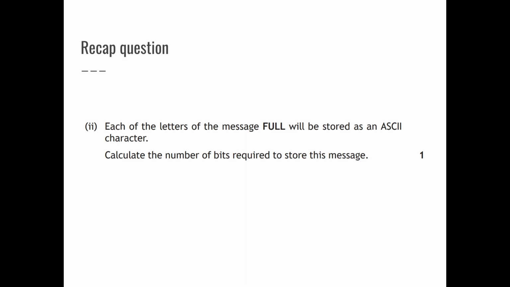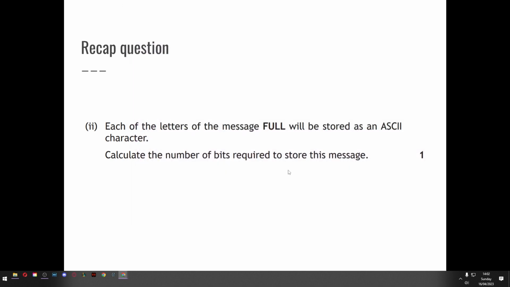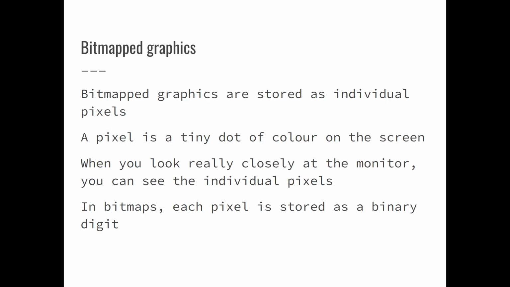Each of the letters of the message FULL will be stored as an ASCII character. Calculate the number of bits required to store the message. Well, there are 4 characters, and if you remember from the last video, ASCII uses 8 bits per character. So what's 8 times 4? Let's get a calculator. 8 times 4 is 32. So the answer to this question is 32 bits. Well done if you got it right.